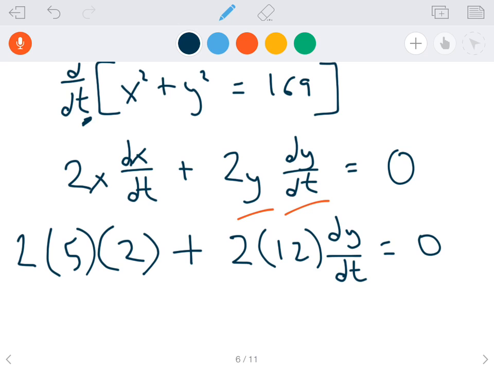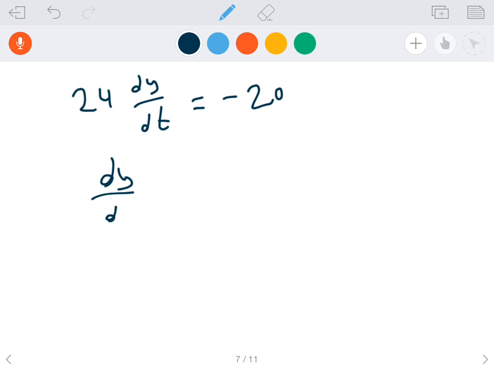Let's simplify this. 2 times 2 is 4, times 5 is 20, plus 24 dy dt equals 0. So I have 24 dy dt equals negative 20. So dy dt equals negative 20 over 24. I can simplify that, divide top and bottom by 5. Nope, divide top and bottom by 4.